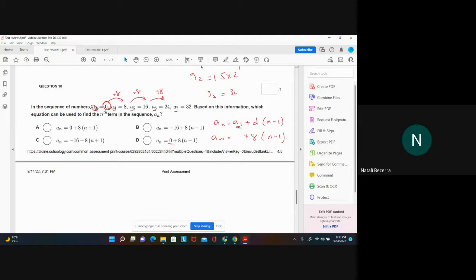So everywhere you see a 0, cross it off because that's not it. And you don't even have to find it because now these two are the same. So you know that this is negative 16. And which one's the only one that matches? B, because right here they put n plus 1 and it should be n minus 1.